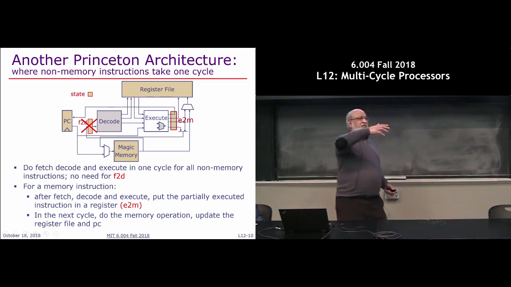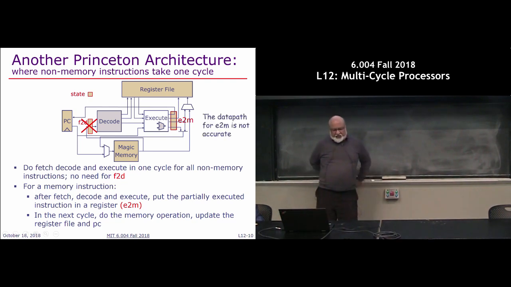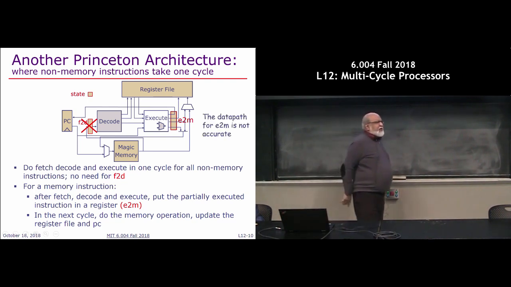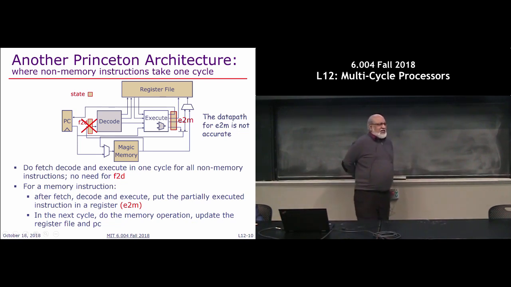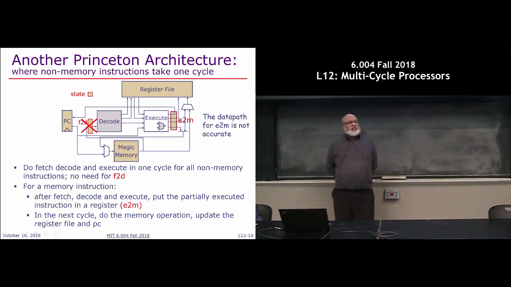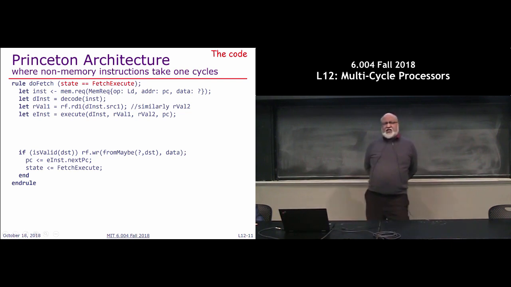There was a question. All right. So the data path shown here is very, very approximate, so I'm not showing muxes and many other things, so don't worry about that. Okay. Let's look at the code.